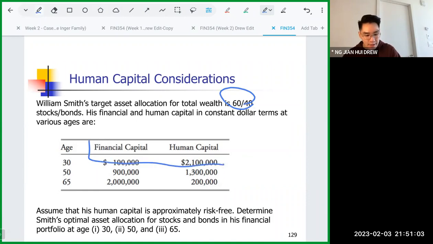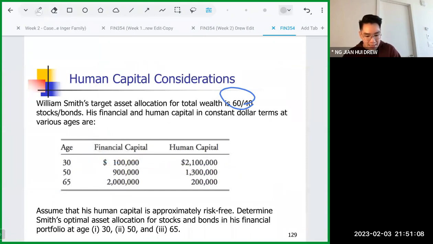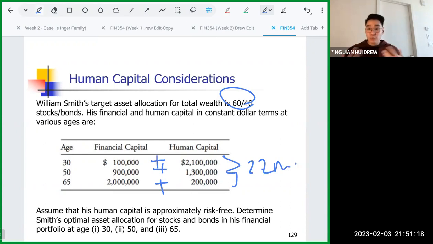What you notice is that when we add this up, they all equal 2.2 million. So it shows that the total of financial and human capital is the same for all ages. That's what's important to take note of. Now, you notice that financial capital increases with age and human capital decreases with age. Assuming that his human capital is approximately risk-free, determine the optimal asset allocation at the various ages.